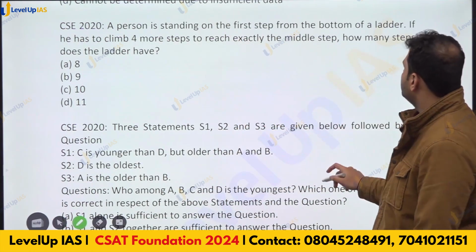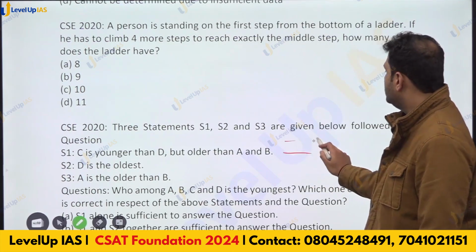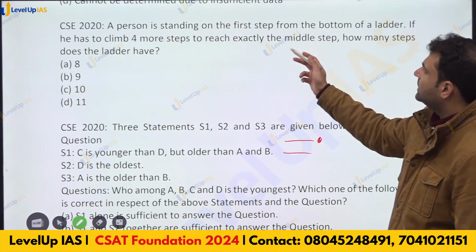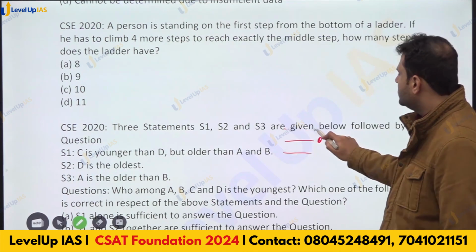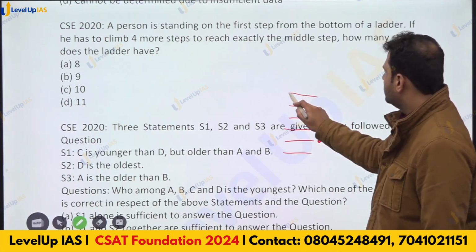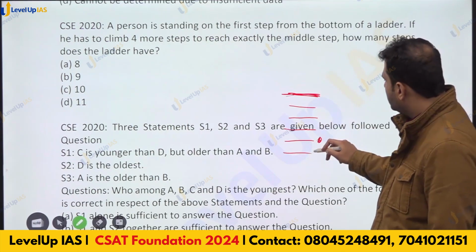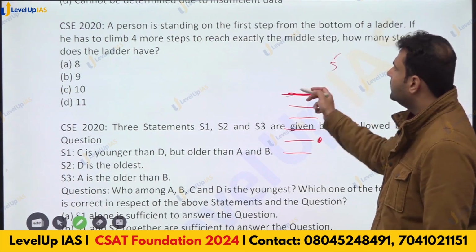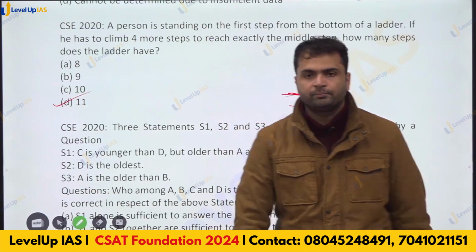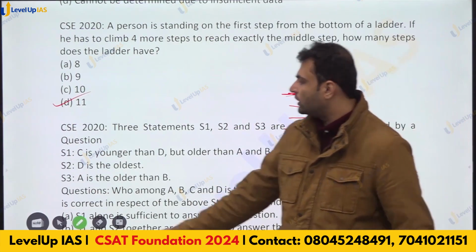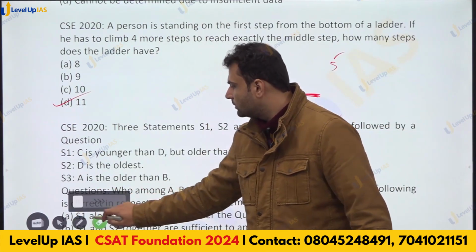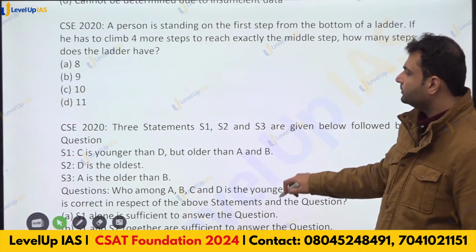The person is standing on the first step from the bottom. So this is the bottom step. He is standing here, and they say he has to climb 4 more steps. 1, 2, 3, 4. So he is here now, and this is the middle step. So there are 5 here, 5 here, and 11 is the answer. 11 steps are there in total, because this is the middle step.